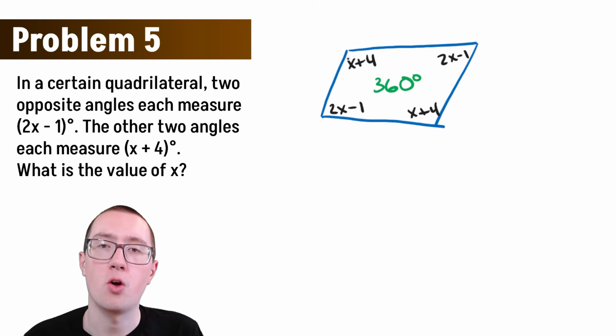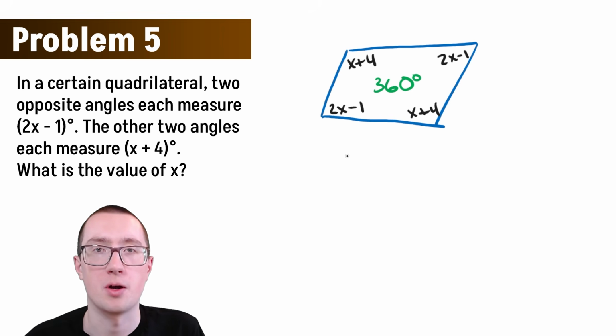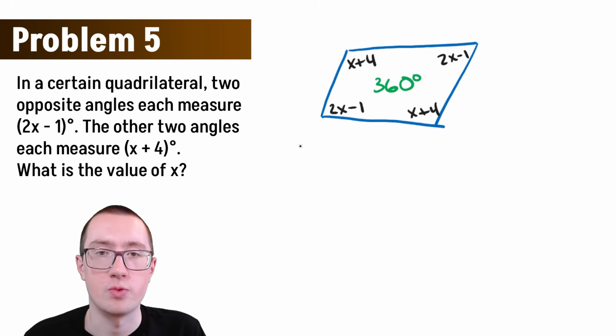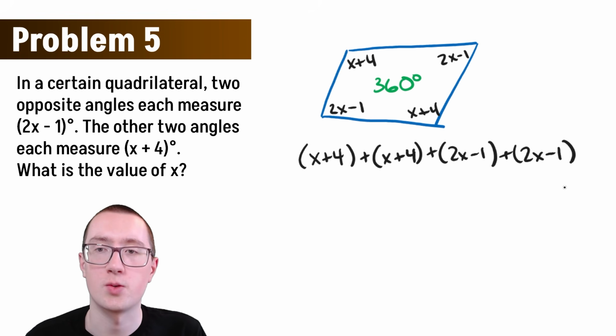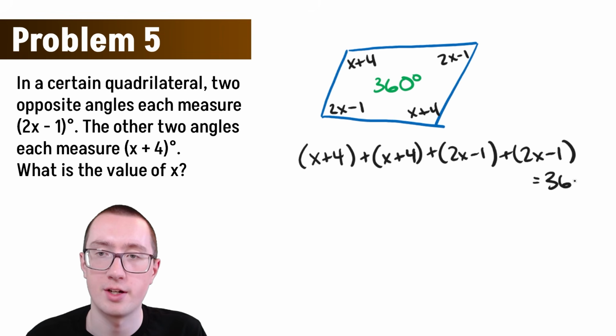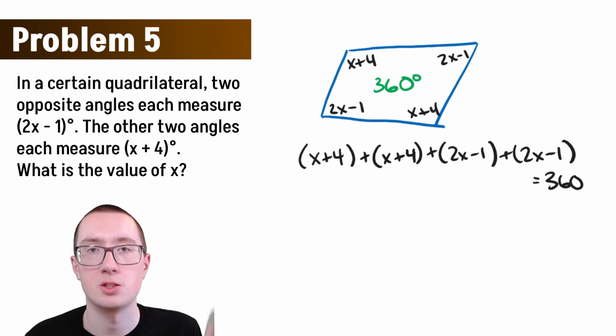So if we were to add all four of these angles up, it would give us 360. So why don't we write that as an algebra problem? We can add all four of these angles up: x plus 4 plus x plus 4 plus 2x minus 1 plus 2x minus 1. And I'm running out of room here, but this is all going to equal 360. So now let's go ahead and solve for x.